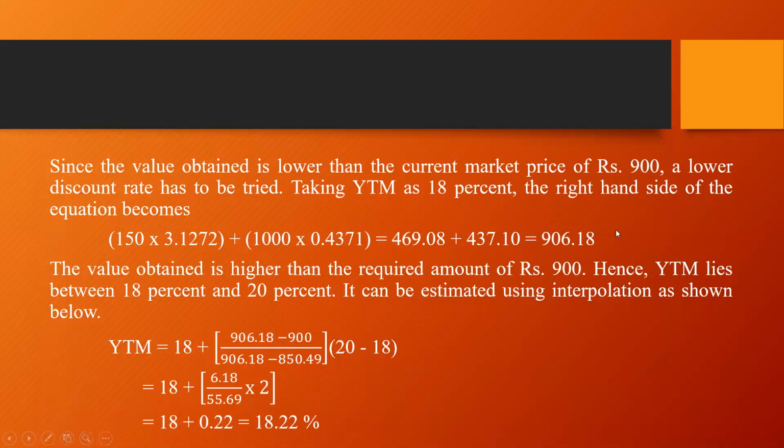The higher value as calculated is 906.18 minus the market value, 900, divided by the higher value again, which is 906.18 minus the lower value. That is the value we got when we used 20% as the YTM, that is 850.49, whole into the higher rate minus the lower rate, that is 20 minus 18. This is how it is. So this is the interpolation formula. Now by solving that equation, we'll get 18.22% as the YTM value.